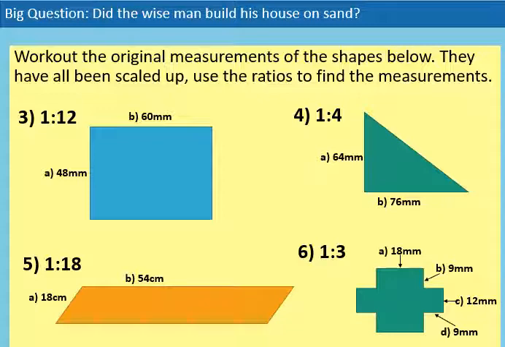So if we move on to 4, it says 1 to 4. So you need to divide the numbers 64 and 76, which are labelled A and B, by 4. If we move on to 5, you can see the numbers are getting a bit bigger here. The ratio is 1 to 18. So you need to take the measurements that have been labelled with A and B. You need to take 18 and divide it by 18, and then 54 and divide that by 18 to get your original measurements. Do you see where I'm going with this? I'm not going to explain 6 to you. I want you to just look at it and work it out, and then just give it a go.